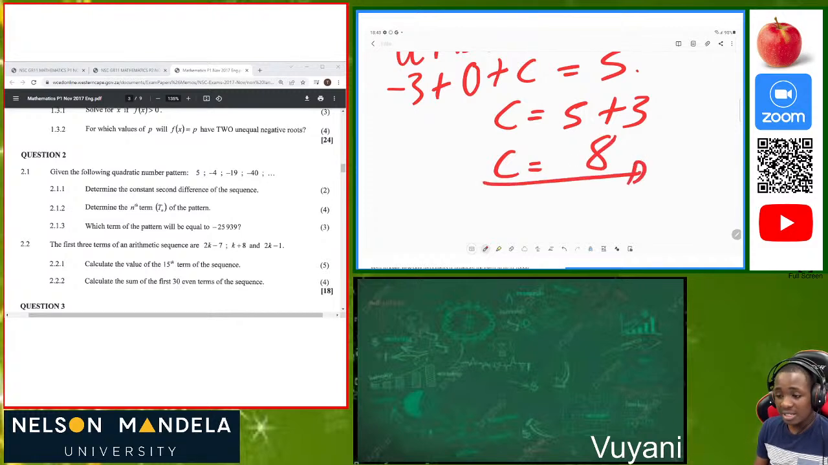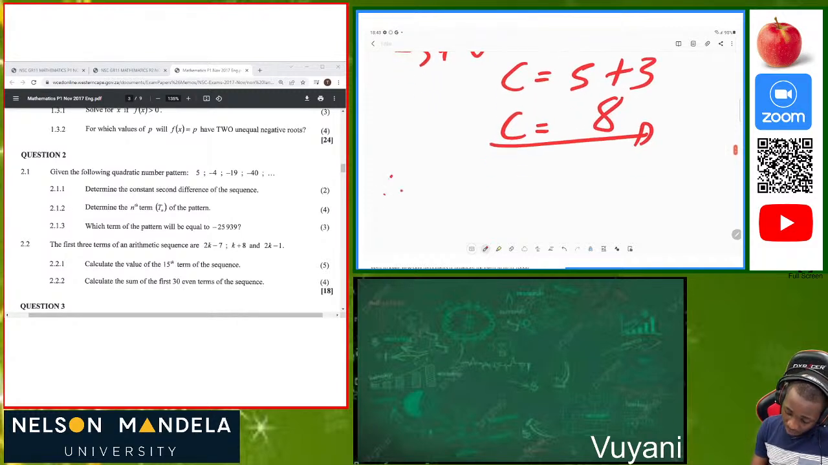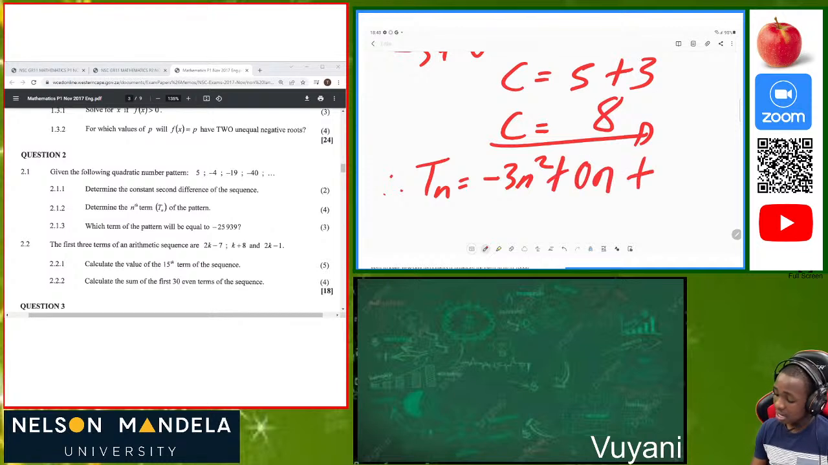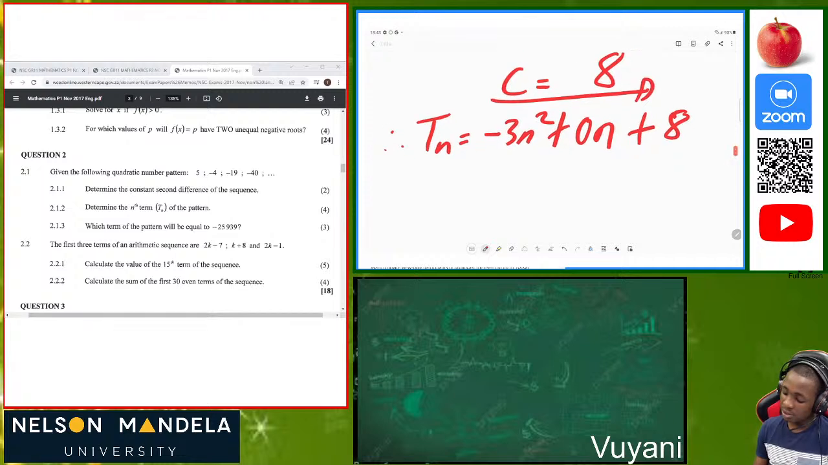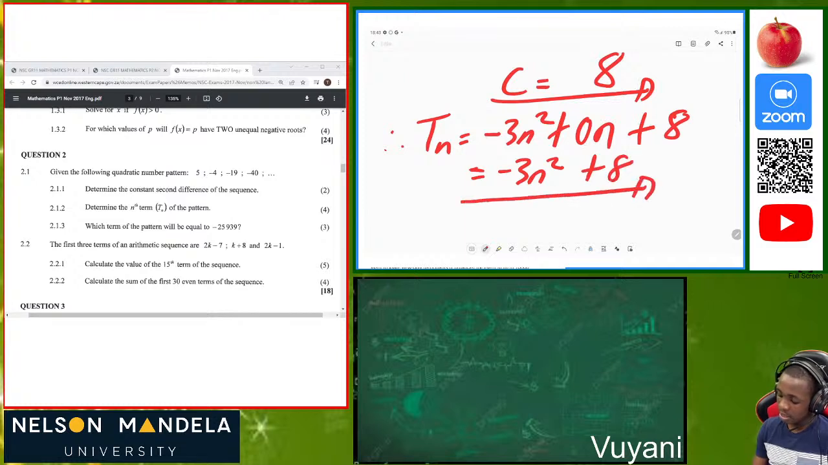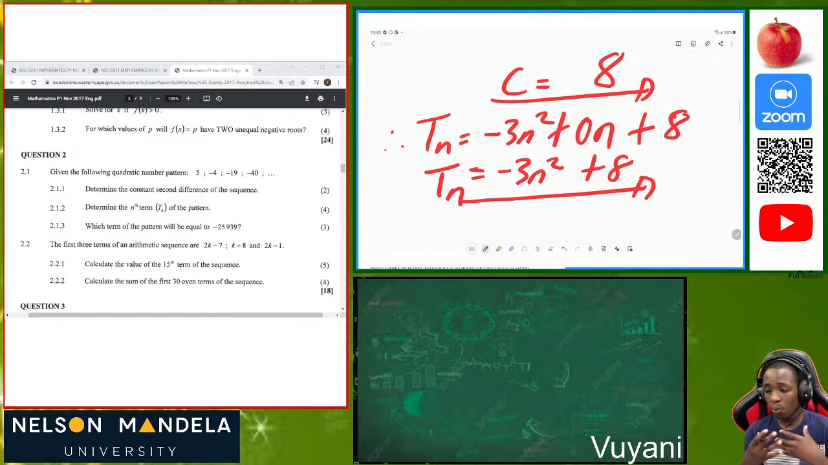So now we are not yet done. We must say therefore Tn is equal to, what is our a? Negative 3n squared. What is our b? Our b is 0. So it's the same as 0n plus our c, which is 8. So 0 times anything is the same as 0. So it's the same as negative 3n squared plus 8. So this is our Tn. I illustrated that 0n so that you don't get confused about where the value of b is.